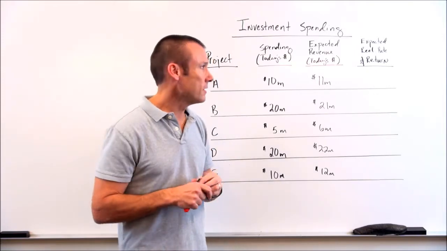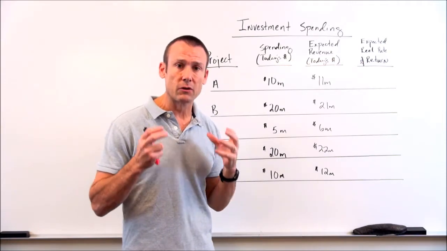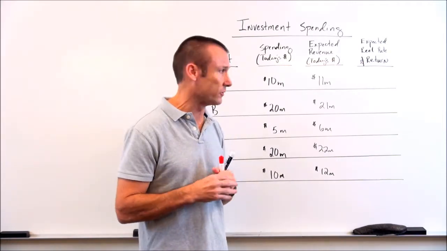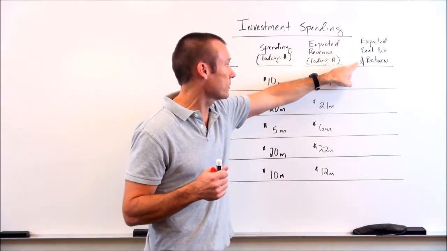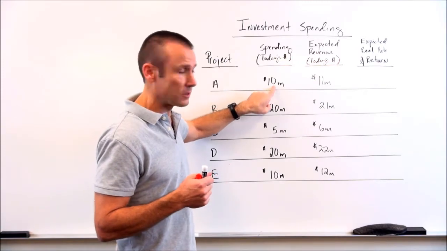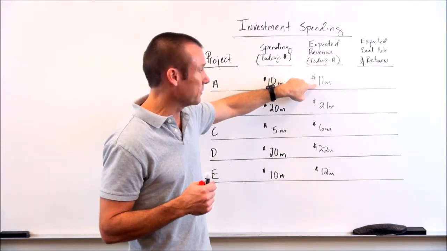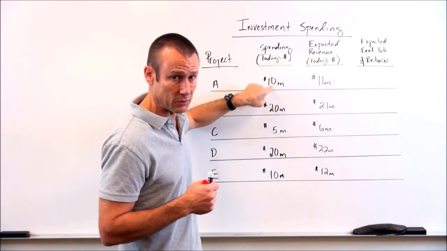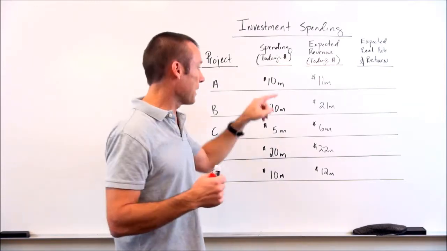With that said, I want to jump to this last column, this expected real rate of return column. So now I've got to do a calculation. I'm basically asking, what is my expected real rate of return on that $10 million for project A? Well, since my revenues are going to be $11 million, I'm going to take my revenues minus how much I have to spend, $10 million. So that gives me $1 million. But then I'm going to divide that by 10 million.